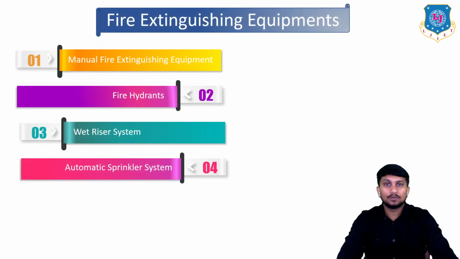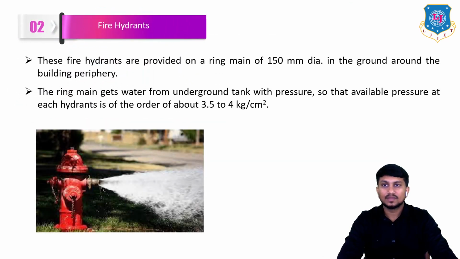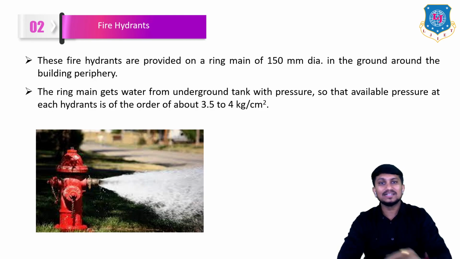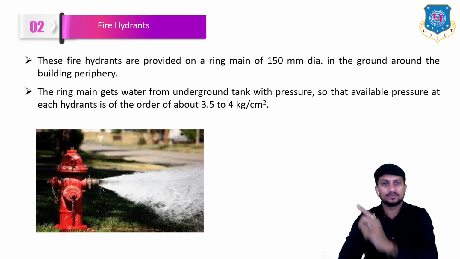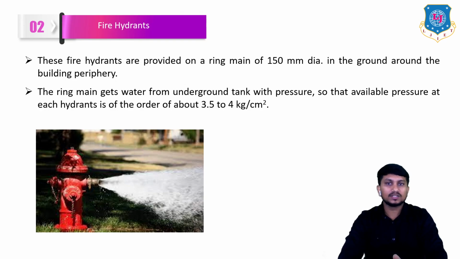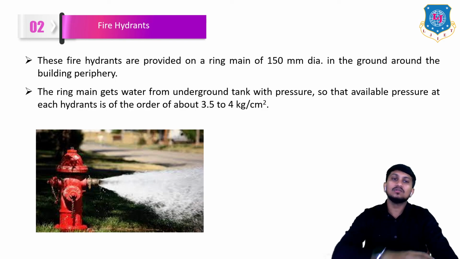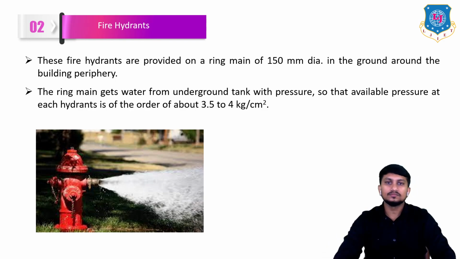The second type of fire extinguishing equipment is fire hydrants. This is how fire hydrants look like. These fire hydrants are provided on a ring main of 150 diameter in the ground around the building periphery. The ring main gets water from an underground tank with a pressure so that available pressure at each hydrant is of the order of about 3.5 to 4 kilogram per centimeter square. This is how the water lines are designed. This type of hydrants is used by firemen to reduce the fire hazards.